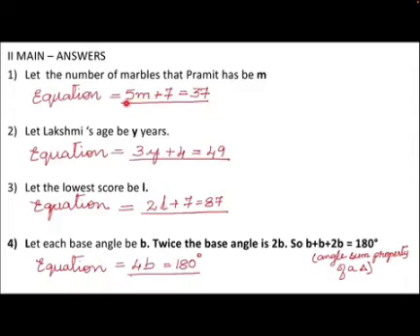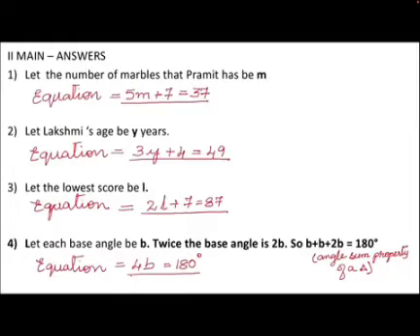So what is the equation? 5M plus 7 equals 37. This 37 is the number of marbles that Irfan has got. Did you all understand? 5 times Parmit's marbles plus 7, because he has 7 more marbles. That is Irfan's. He has 37 marbles. So you can see that the equation is 5M plus 7 equals 37. Did you all understand, children?